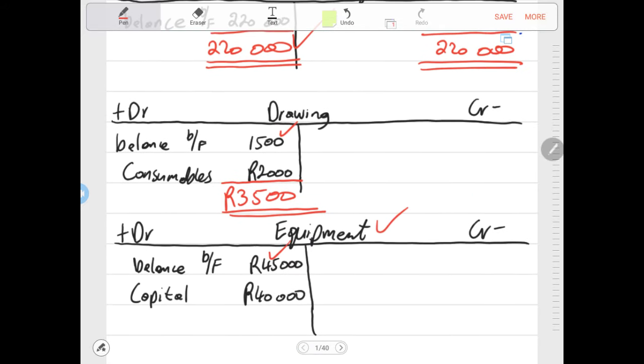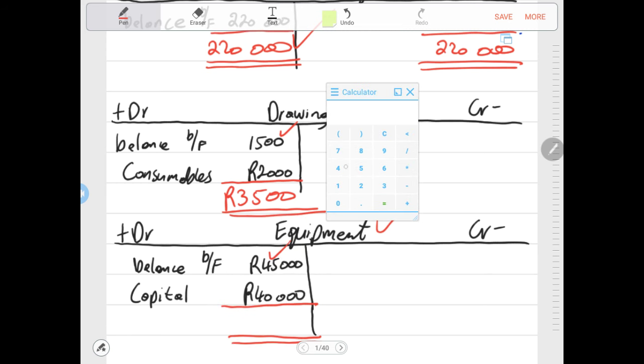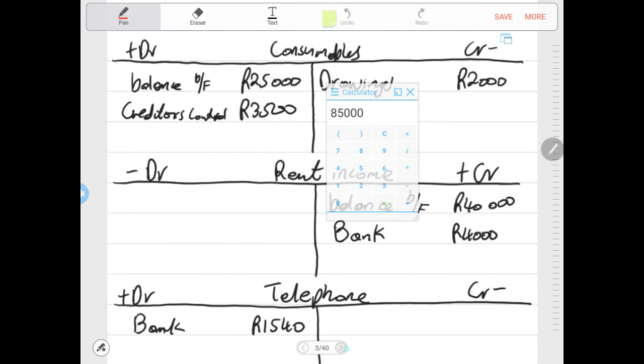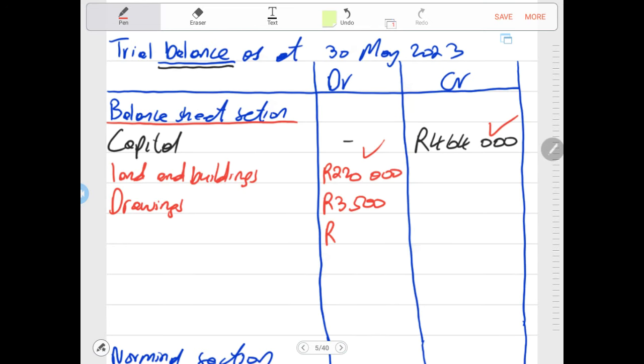Equipment is an asset. The total of equipment is on which side? It's on the debit side. There is nothing on the credit side. So you take the total, you record it on the debit side, but under the trial balance. 45,000 rands plus 40,000 rands. How much do we have? It is 85,000 rands. So 85,000 rands goes to our trial balance. We record the 85,000 rands on the debit side, because the amount of the equipment is on the debit side. You have your tick.